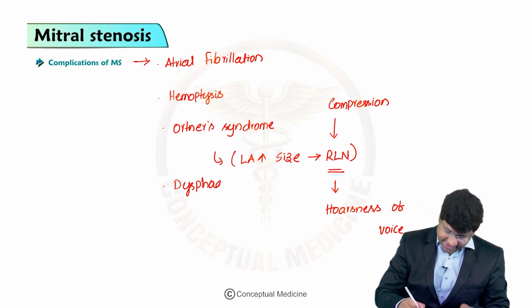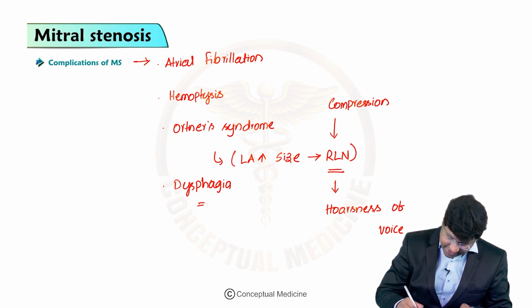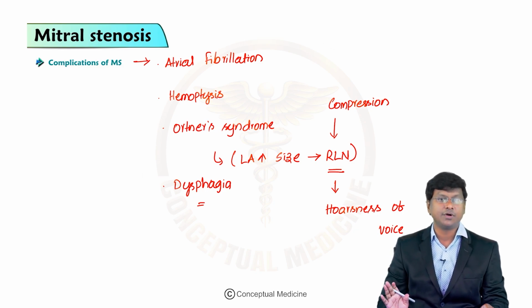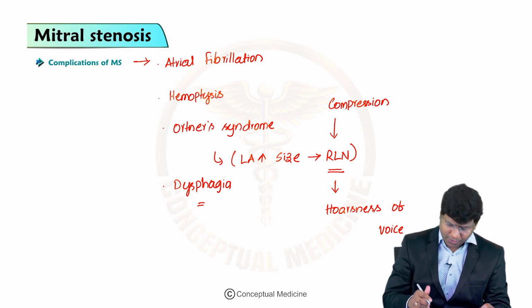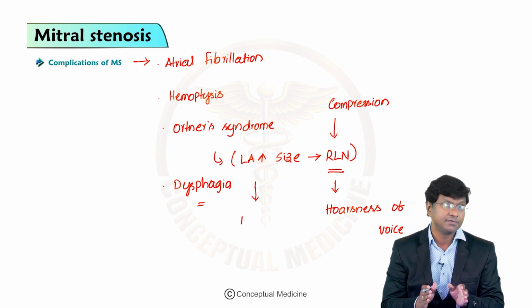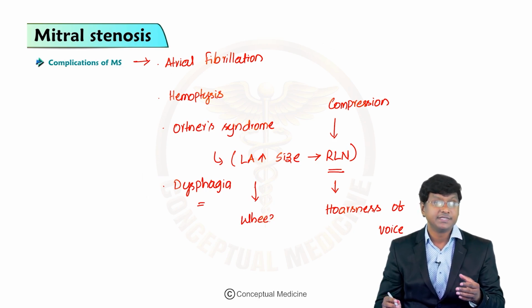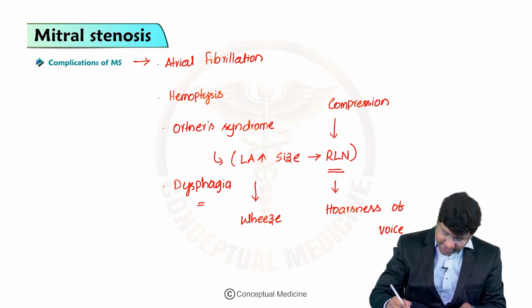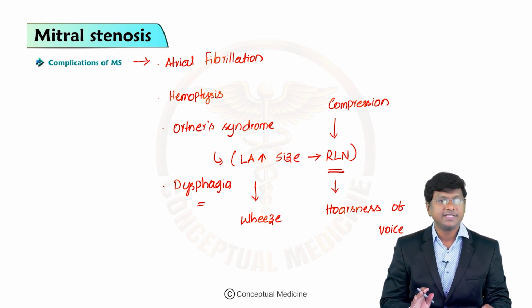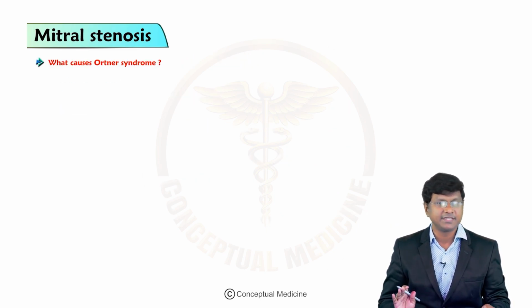Okay, and these individuals, because of increased left atrial size, can have compression of the esophagus, and that will result in the development of dysphagia. So, these are the complications of mitral stenosis. And you know, this increased left atrial size can also cause compression of the respiratory tree, resulting in the development of wheeze. So, these are the complications of mitral stenosis.